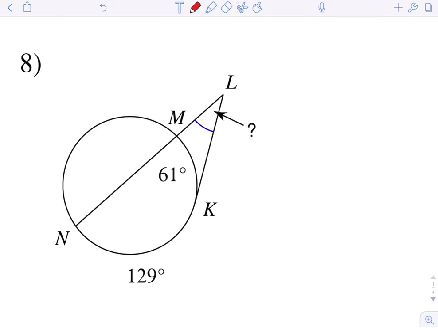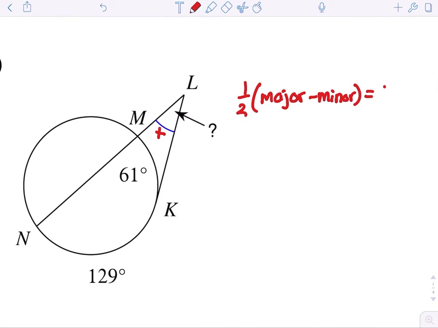Number 8, we'll just denote this as x. So again, 1/2 the major minus the minor arcs is equal to the angle measurement, which is angle NLK. All right, so here is the major, and here is the minor.